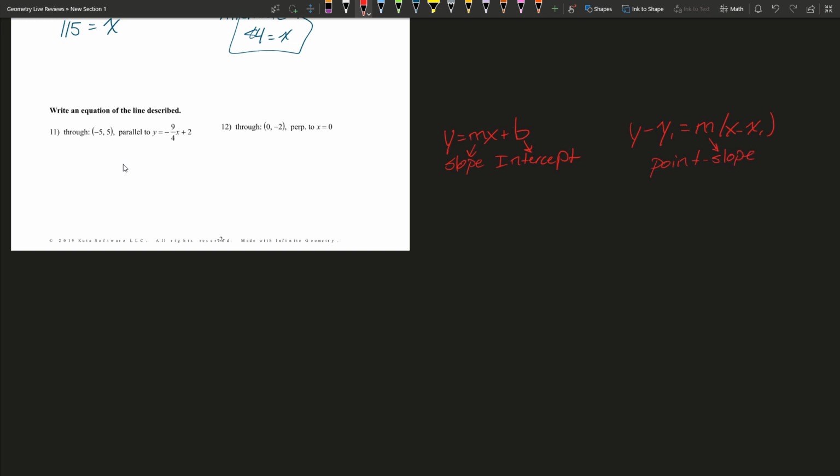Where m is the slope, and then (x1, y1) is the point. And then this might pop up. In order to find m, no matter what, we take the difference between the y's and divide it by the difference in the x's.